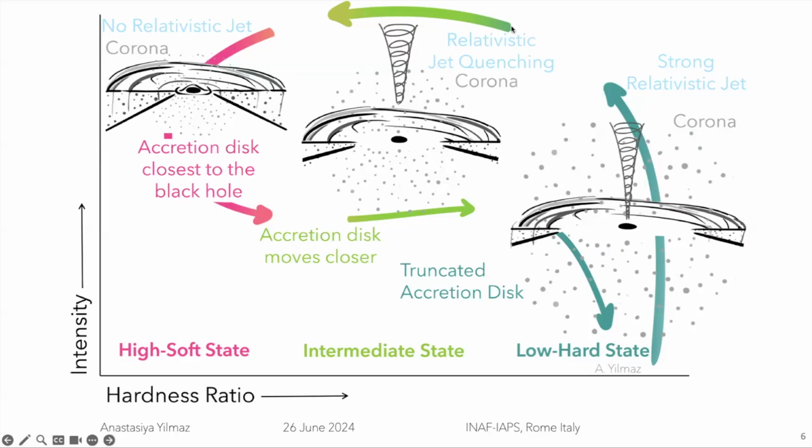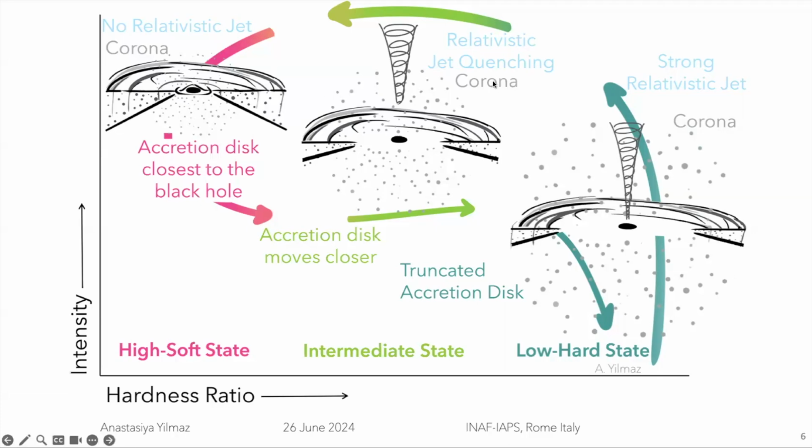And as you go towards the intermediate state, which is also characterized by a hard and soft intermediate state, but I will not really go too much into that, you will see your jet being quenched, which means it's moving further from the black hole, and your accretion disk is getting closer and closer to the black hole, while the corona might be staying, or it might be shrinking in size.